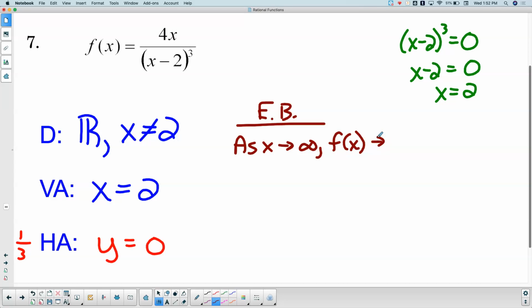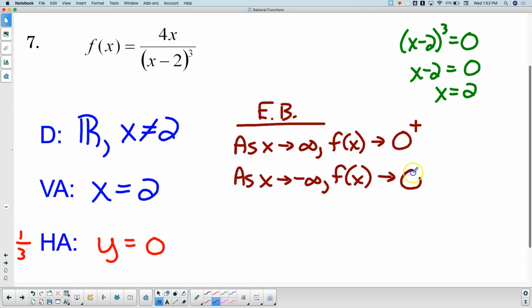So big number divided by a smaller number. I'm going to go to 0 because that's my horizontal asymptote, right? Positive divided by a positive is going to go to 0 from above. From below this time, right? Or from above? Which one? Below or above?